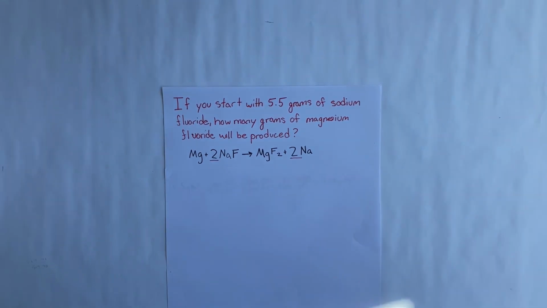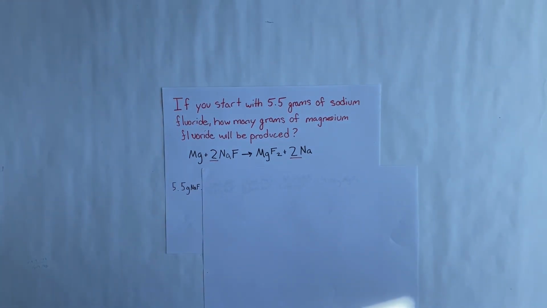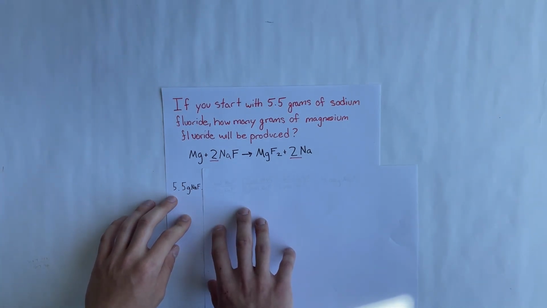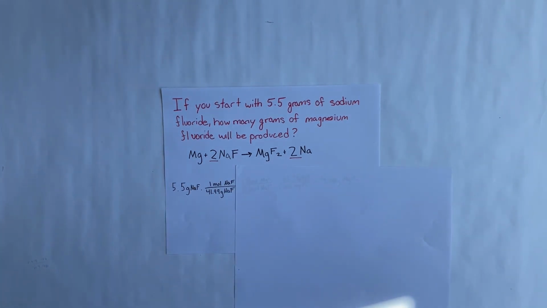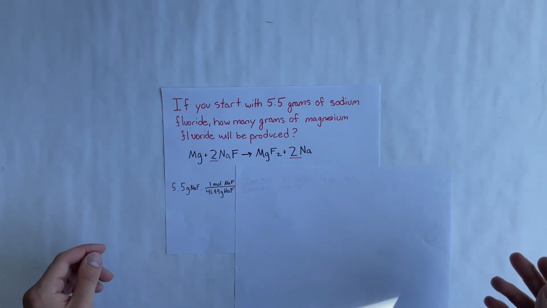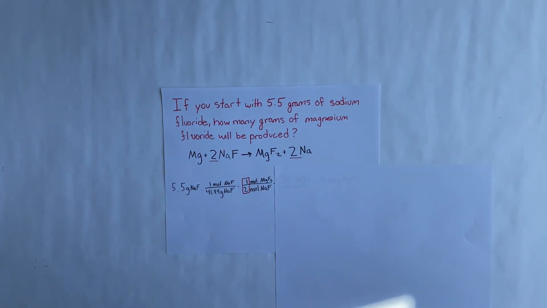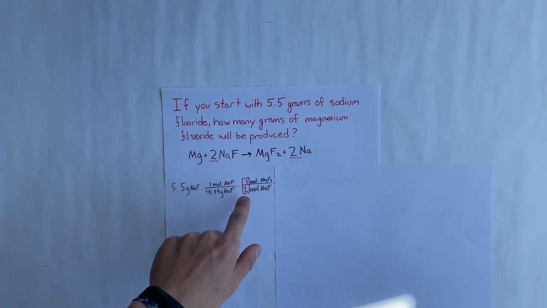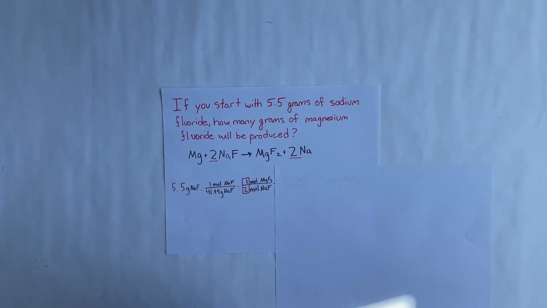To begin our math, we start with what we're given. We are given 5.5 grams of NaF. Now, we need to convert that into moles. To do so, we find the molar mass. 41.99 grams of NaF is equal to 1 mole of NaF. Now, to convert to magnesium fluoride, we need to find the mole ratio. Due to the balanced equation having a coefficient of 2 next to NaF, we need to have that in our math. For the 2 moles of NaF is equal to 1 mole of magnesium fluoride.